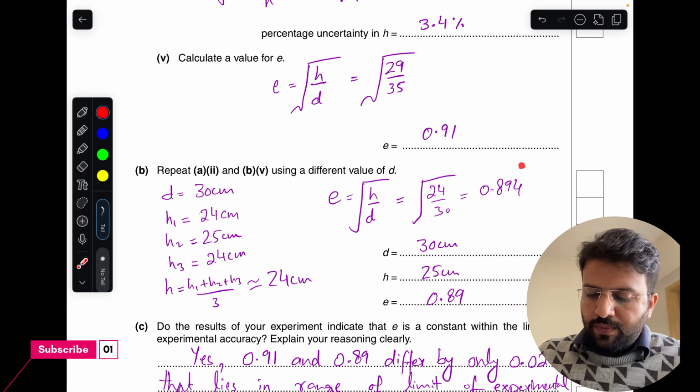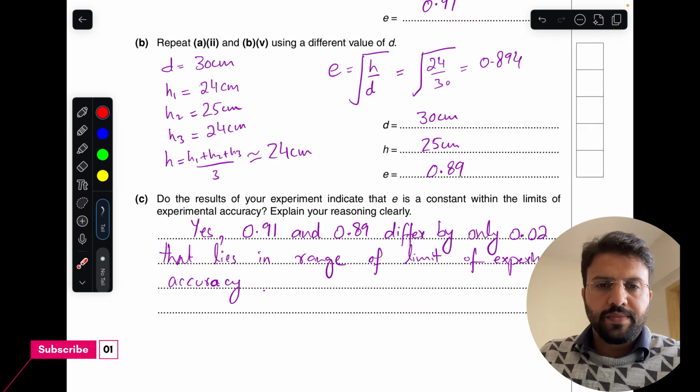And again you have to find the E. So again use the same formula, put the values, we will get 0.89. So these are the values we have got. Okay.